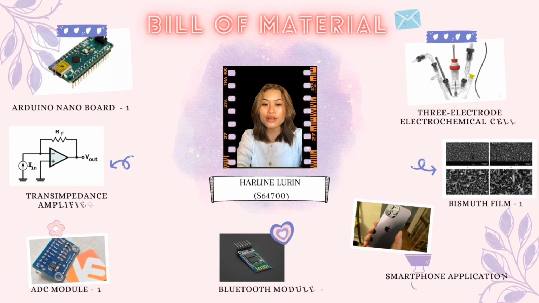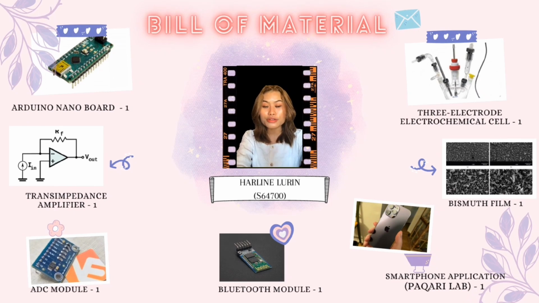Let me explain the bill of materials. This system utilizes Arduino, a microcontroller that controls the potential in the 3-electrode electrochemical cell. Arduino has digital and analog pins for information input-output. Furthermore, the transimpedance amplifier captures analog measurements from the working electrode and amplifies the current signal into a voltage signal. This system also uses the ADC module of the Arduino Nano, which converts analog measurements from the transimpedance amplifier into digital values by quantizing the continuous signal.